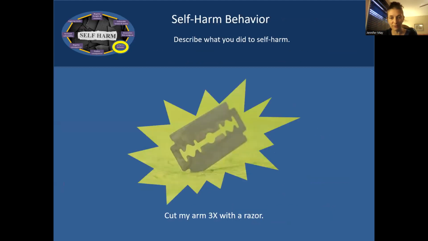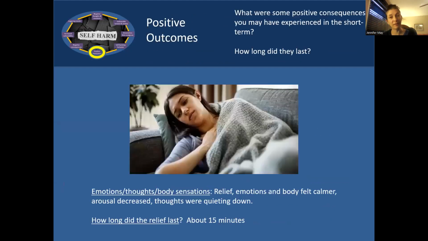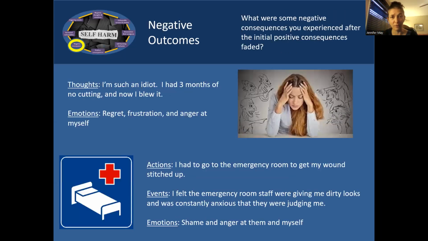So the self-harm occurs. So initially feeling a little bit better. So maybe there's some level of relief. Maybe all those thoughts are quieting down a little bit. Maybe my emotions are calming down a little bit. The endorphins are being released and so forth. My arousal is going down. And one of the important questions to ask yourself is, how long does the relief last? And a lot of times it's shorter than you think. So in this case, she's saying relief lasted about 15 minutes. So not particularly long.